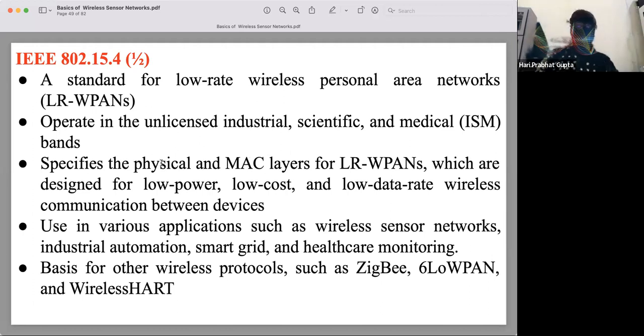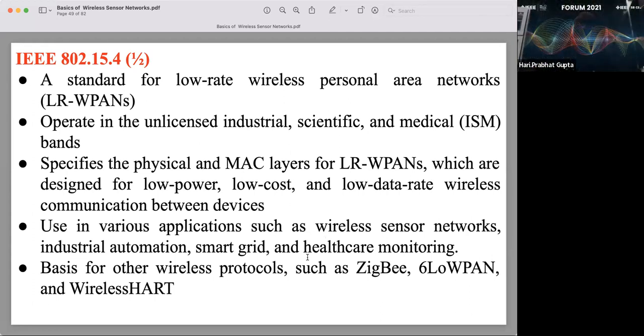So this standard specifies the bottom 2 layers, the physical layer and the MAC layer. The upper layers depend on your routing protocol or whatever communication protocol you use, but the bottom 2 layers definitely specify the physical and MAC layer based on 802.15.4. And these 2 layers, the physical layer and MAC layer, are of course low power, low cost, low data rate supporting wireless communication. Good for wireless sensor networks, industrial automation, smart grid, healthcare, and other things.